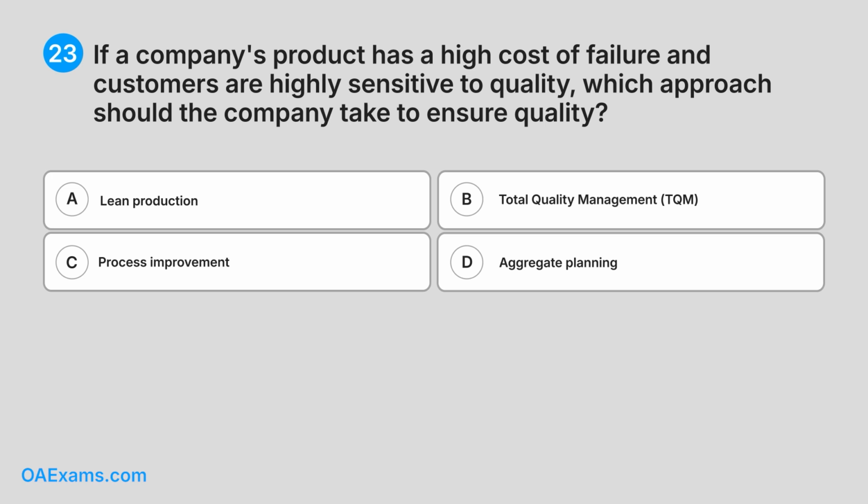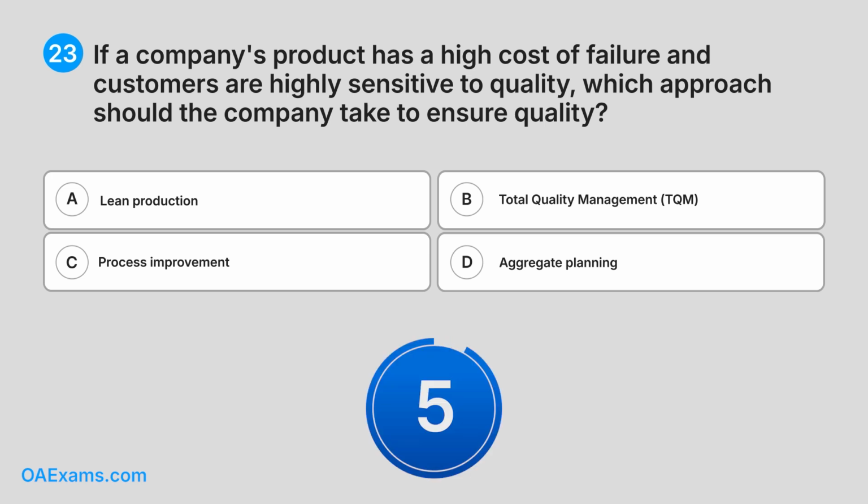A. Lean production. B. Total quality management, TQM. C. Process improvement. D. Aggregate planning. Do you know the answer?